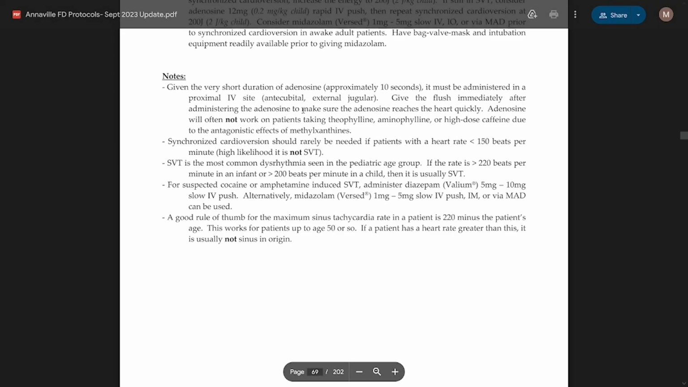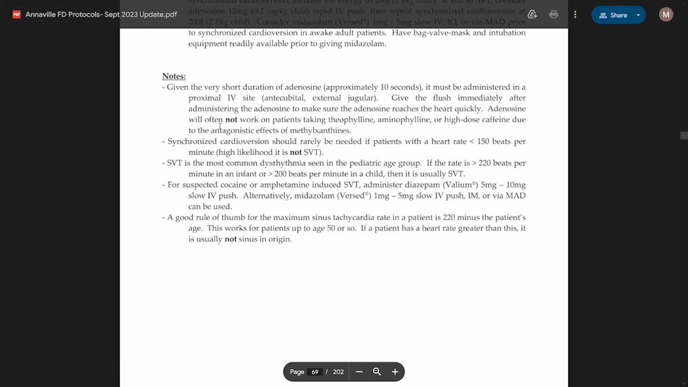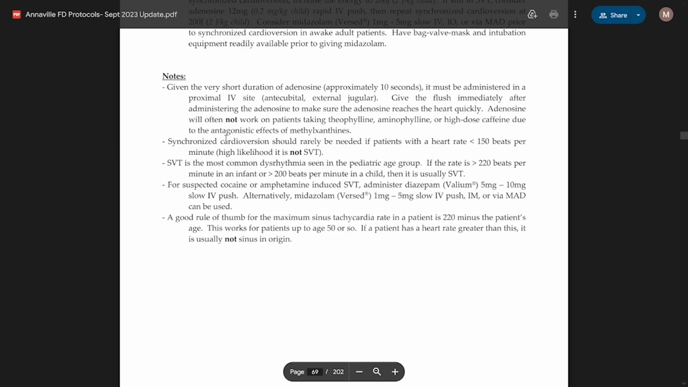For some notes: given the very short duration of adenosine, approximately 10 seconds, it must be administered in a proximal IV site, either the AC or the external jugular, and the flush given immediately after administering the adenosine to make sure it reaches the heart quickly. Adenosine will often not work on patients taking theophylline, aminophylline, or high-dose caffeine due to the antagonist effects of methylxanthines. Synchronized cardioversion should rarely be needed if the patient's heart rate is less than 150 beats per minute.